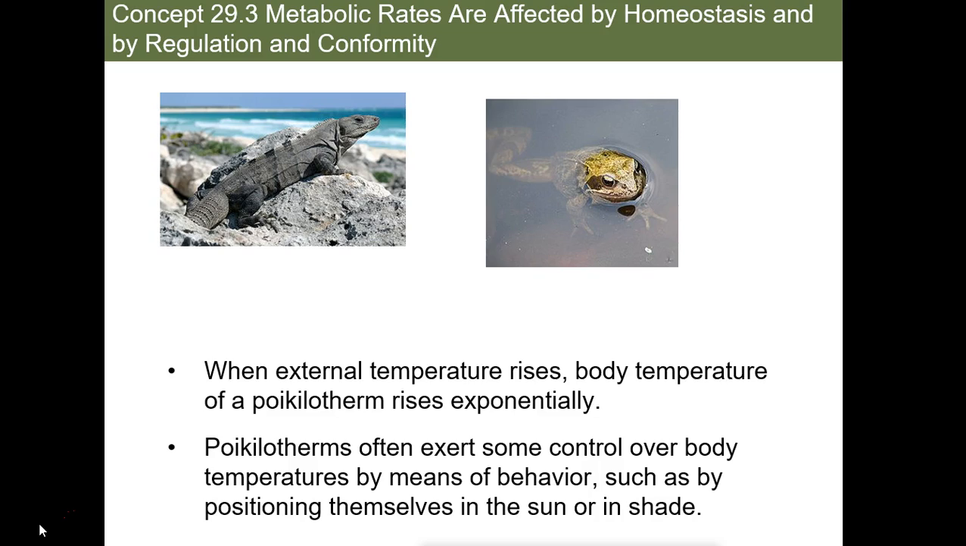When external temperatures rise, body temperature of poikilotherm rises exponentially. Poikilotherms often exert some control of their body's temperature by means of behavior, such as by positioning themselves in the sun or in shade.